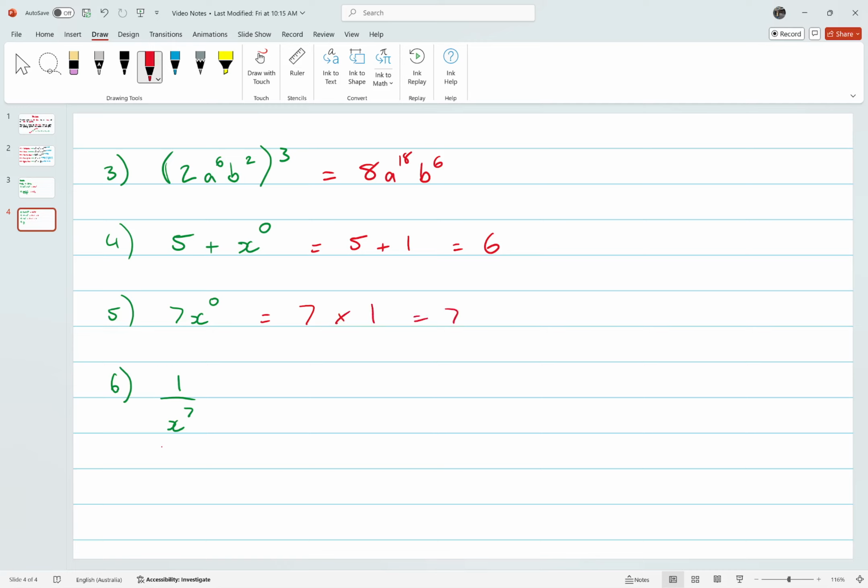This last question here, I have 1 over x to the power of 7, and I want to rewrite this with a negative index. So I want to get rid of the x to the power of 7 on the bottom. I want to take it to the top. But to do that, we need to balance that out with a negative index. So we can simply move it to the top and have x to the power of negative 7. And that's all there is to it.